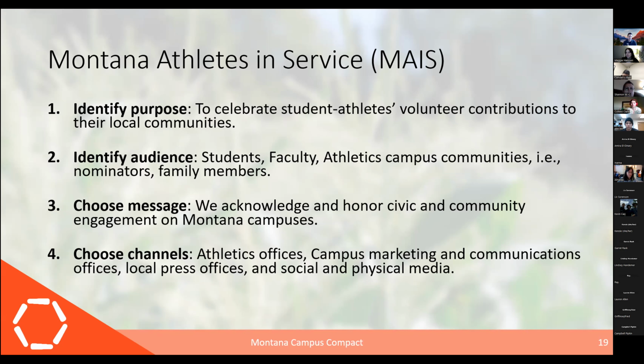You need to critically think about, what is your purpose? Who is your audience? What's the message that you really want to push out there that really represents the organization you're working for? And then you need to think about the channels that you're going to be tapping to make sure that that takes place.